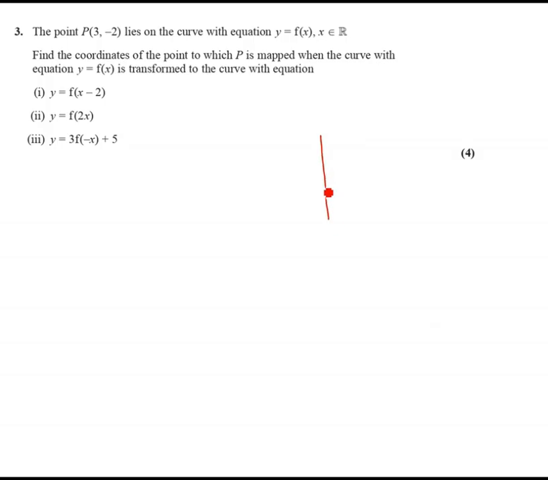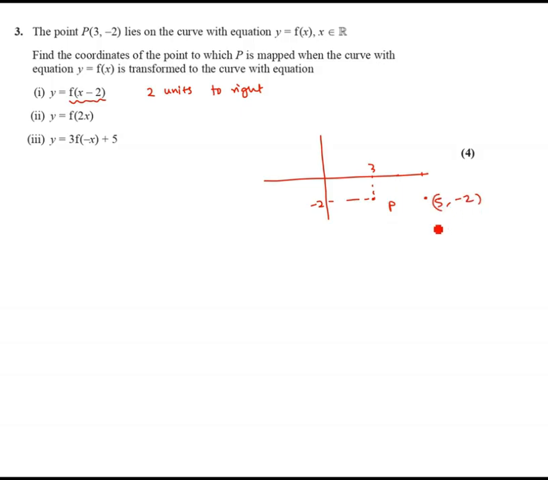There is a point, the x coordinate is 3, the y coordinate is minus 2, so this is the point P. Now when we do f of (x minus 2), the curve is shifted 2 units to the right. So this was x coordinate 3, y coordinate minus 2, so only the x coordinate will be plus 2, so it will be (5, minus 2).